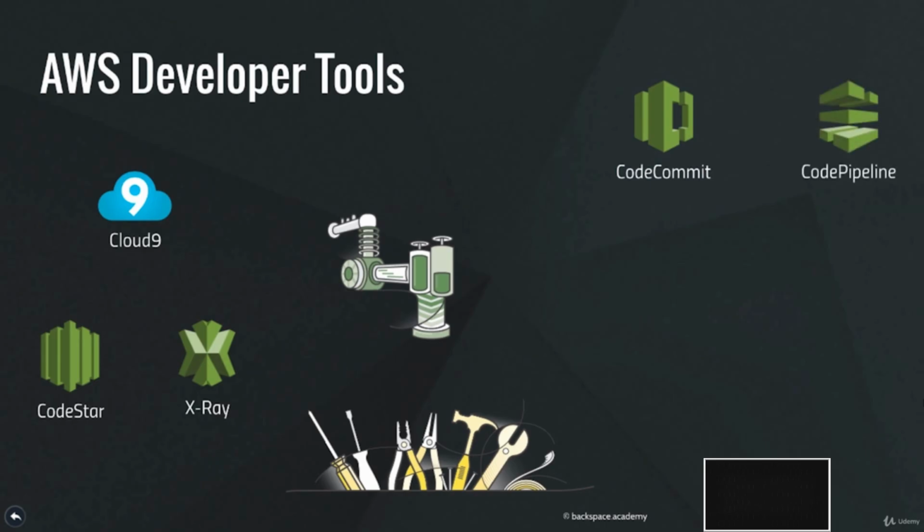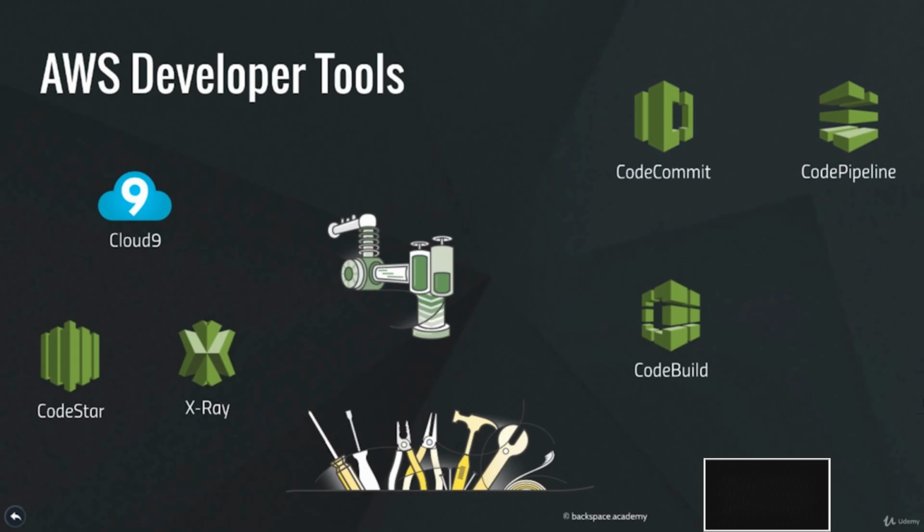AWS Code Pipeline is a continuous integration and continuous delivery service, or CI/CD for short. It can build, test, and then deploy your code every time a code change occurs. AWS Code Build compiles your source code, runs tests, and then produces software packages that are ready to deploy on AWS.